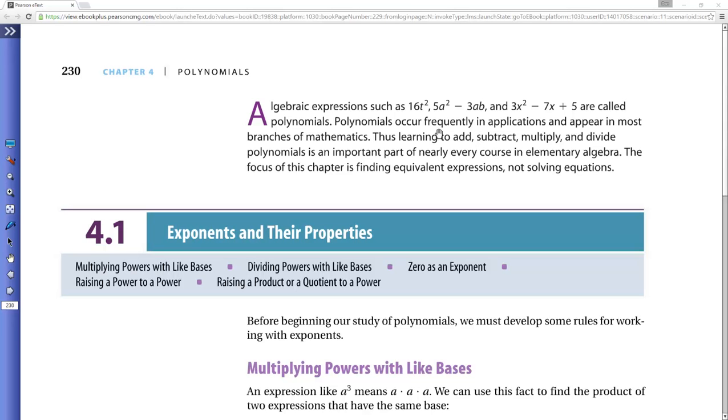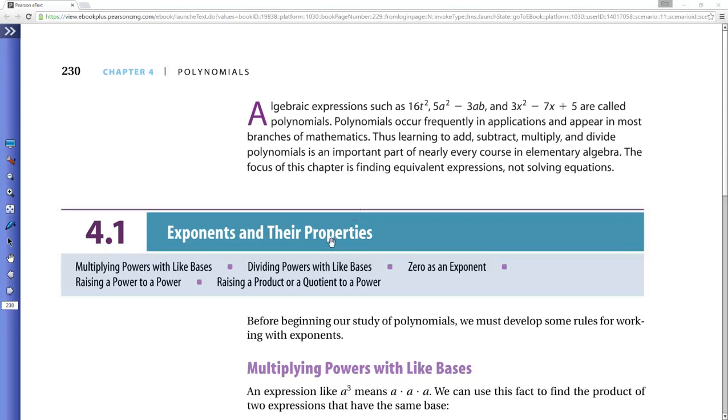Like in this expression up here, I have 3x squared minus 7x plus 5. If I ask for the terms of that polynomial, they would be 3x squared, negative 7x, and 5. We'll go through this more as we get into combining like terms and a lot of other stuff.